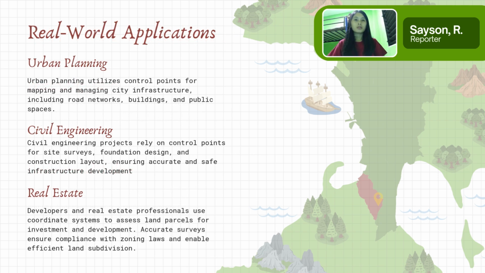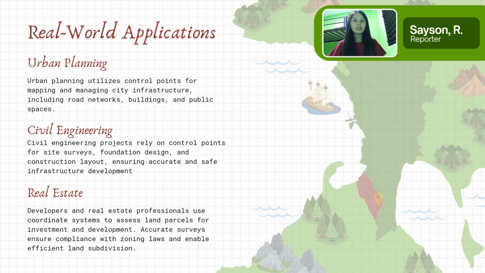Beyond construction, control points play a vital role in real-world applications such as in urban planning, civil engineering, and real estate. Urban planning utilizes control points for mapping and managing city infrastructure, including road networks, buildings, and public spaces. For example, a city expands its transportation network by planning a new metro system. Control points help align metro stations with existing roadways and public spaces.